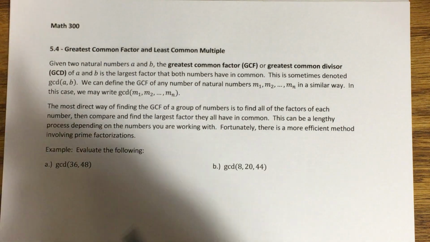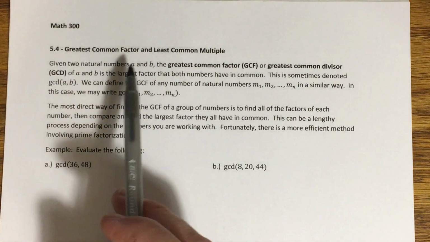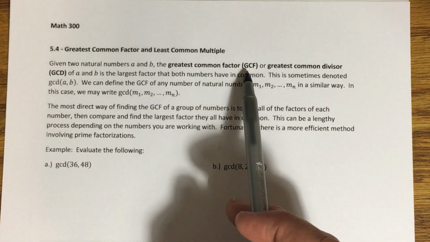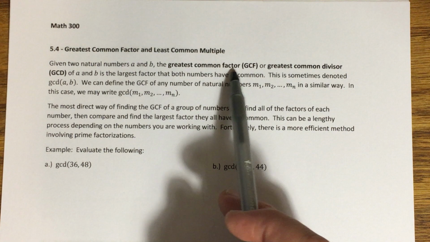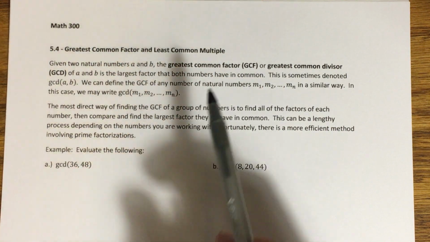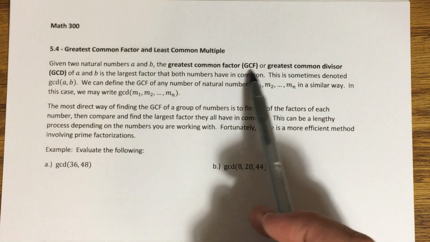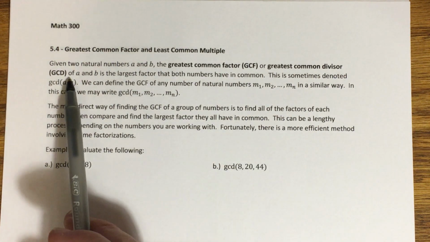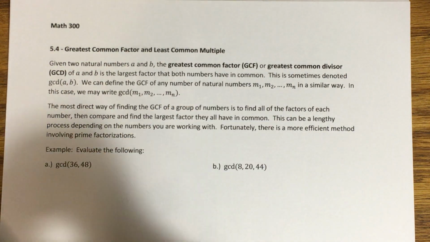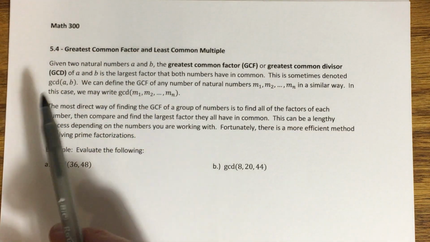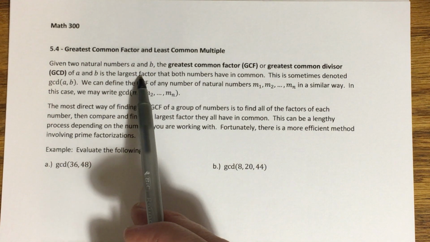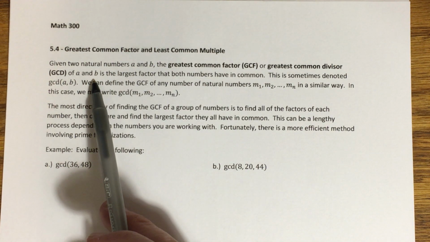So let's start with some definitions. If you have two natural numbers, a and b, then the greatest common factor, which we also frequently call the GCF, or in most higher level literature, we actually don't call it that. Typically, we call it the greatest common divisor, which is GCD. Either of those are the same term; they mean the same thing. The GCF or the GCD of a and b is the largest factor that both numbers have in common.